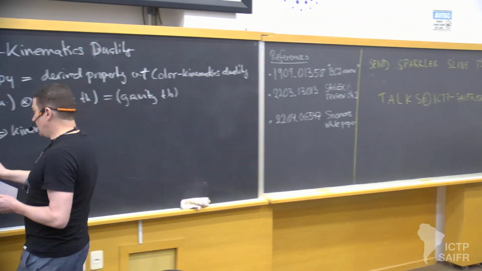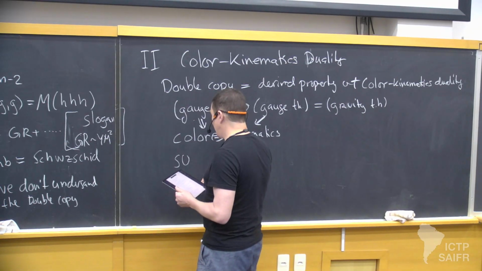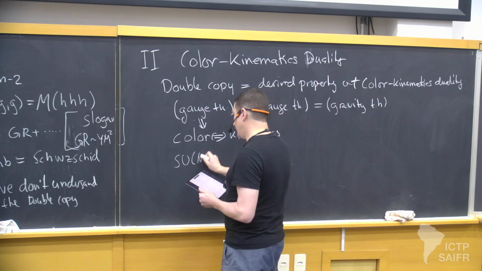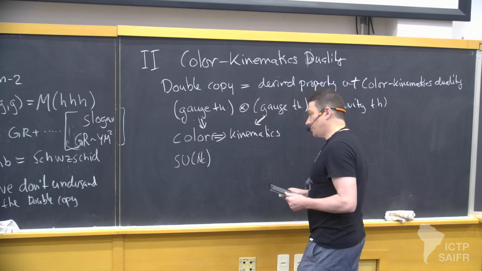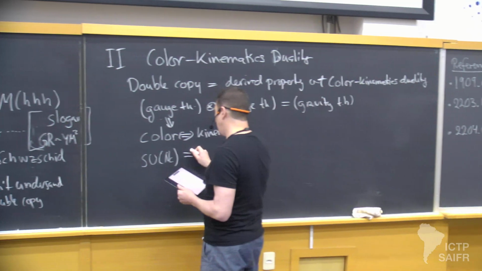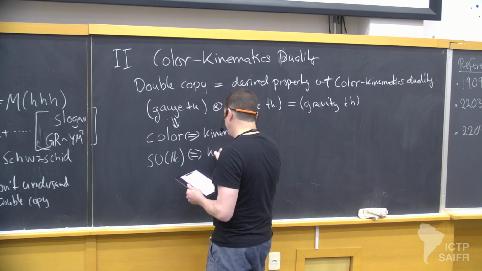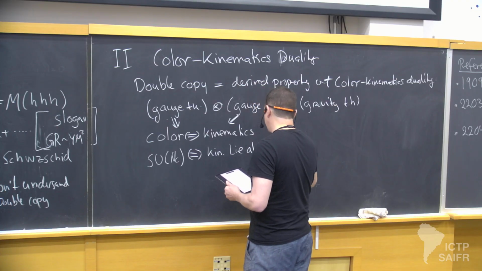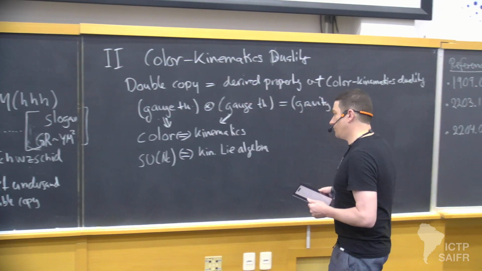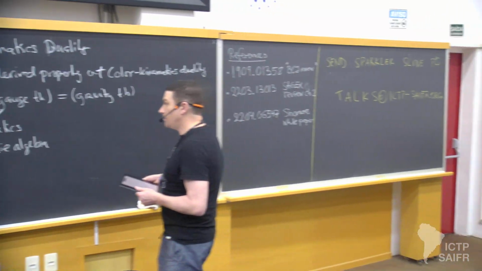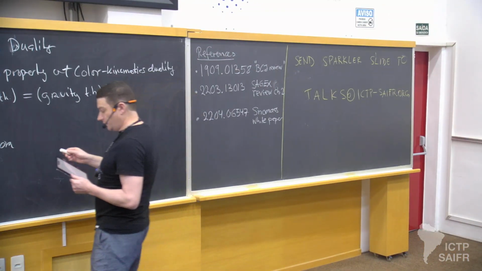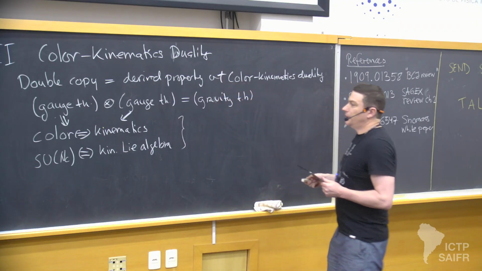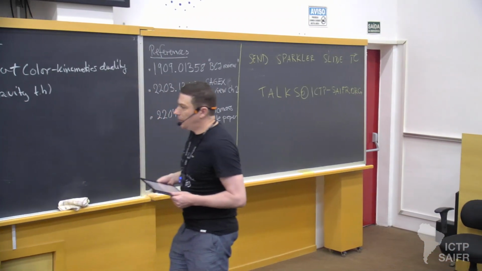And this essentially means that there's some similarity between the SU(N) color Lie algebra and something that you can call maybe a kinematic Lie algebra, which in many cases we don't know what it is, but there are some examples where we do know it. And the word duality here is maybe in a generalized sense.